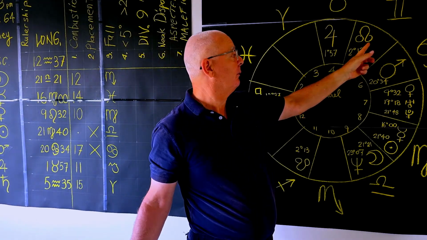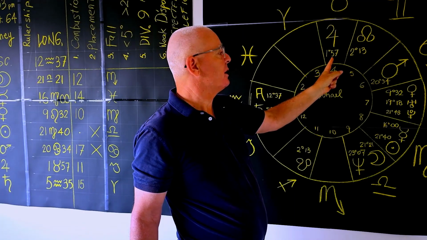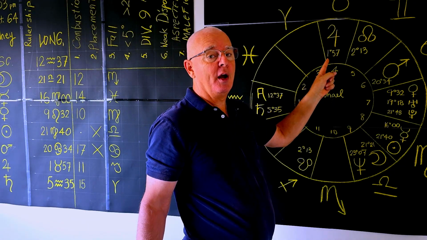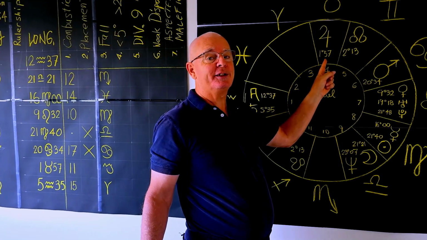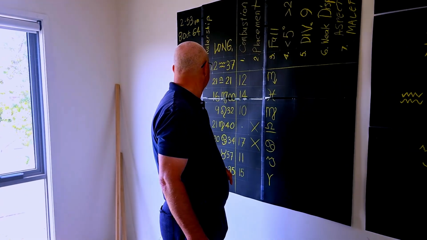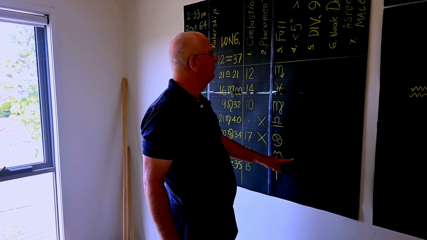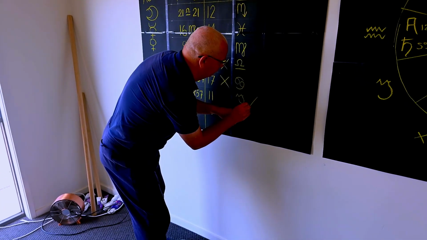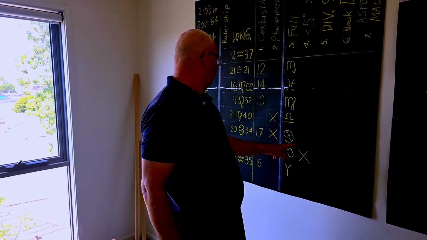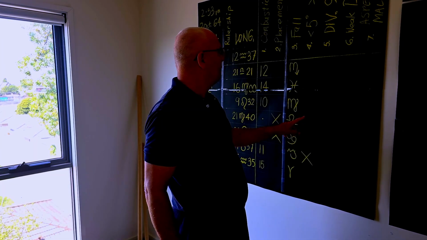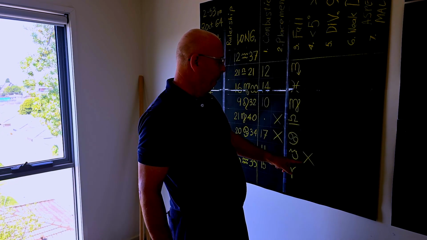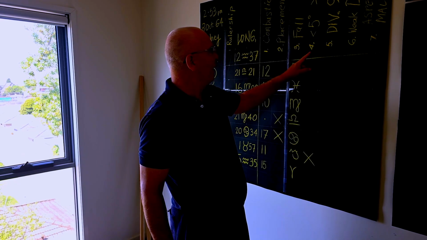They don't rule a house. Here's Jupiter, 1 degree 57. It's weak due to being less than 5 degrees longitude. It's in infancy. And we'll put an X for Jupiter here. So that's the only one in this column. Less than 5, more than 25.